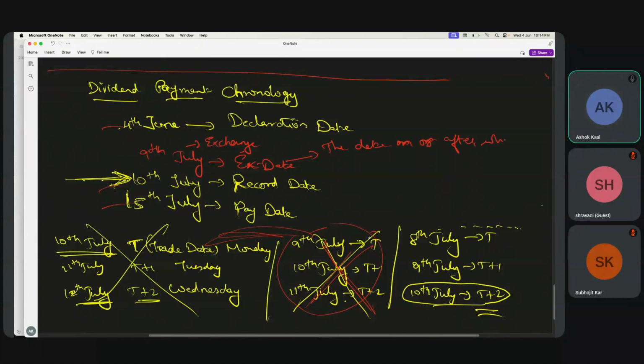X date means the date on or after which, if you enter into the trade, you will not be eligible for dividend. This X date is a very important one. And it is provided by whom? The stock exchange, not the company. That is also an important point.